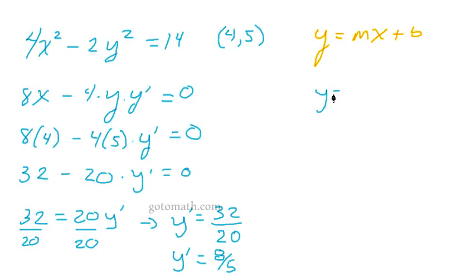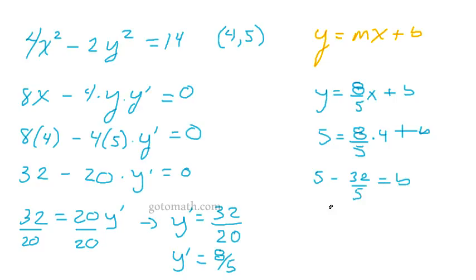So we have y is equal to 8/5 x plus b, and now we're going to go ahead and take our point and plug it in. So we have 5 is equal to 8/5 times 4 plus b, and then we just solve for b in this problem. 5 minus 32 over 5. So we got to do a little arithmetic here. A lot of times I just skip this step.